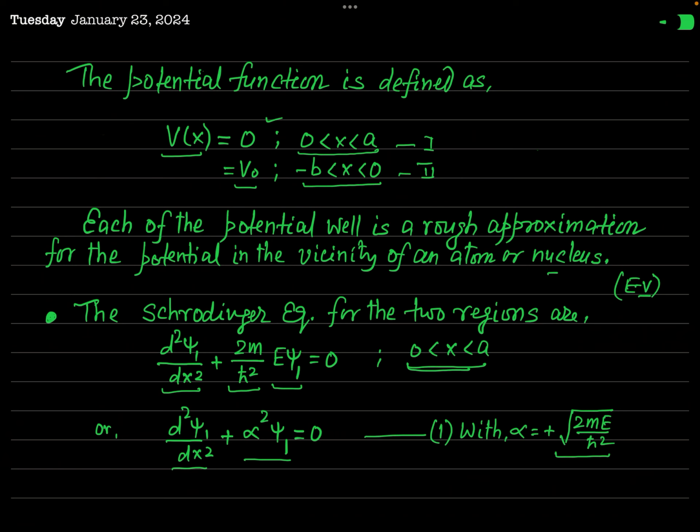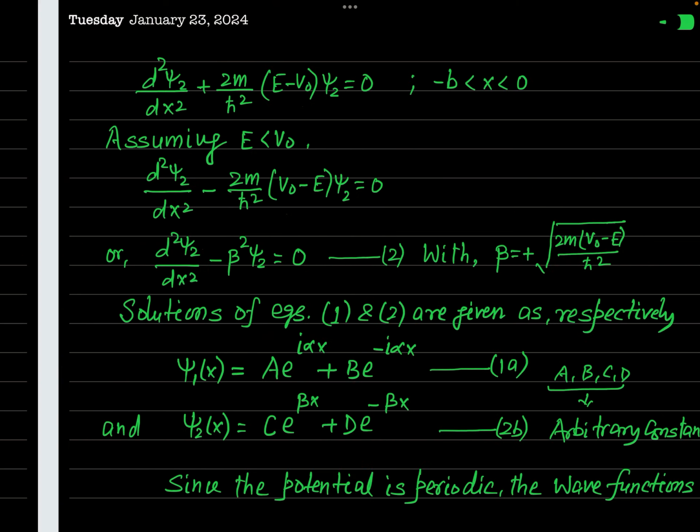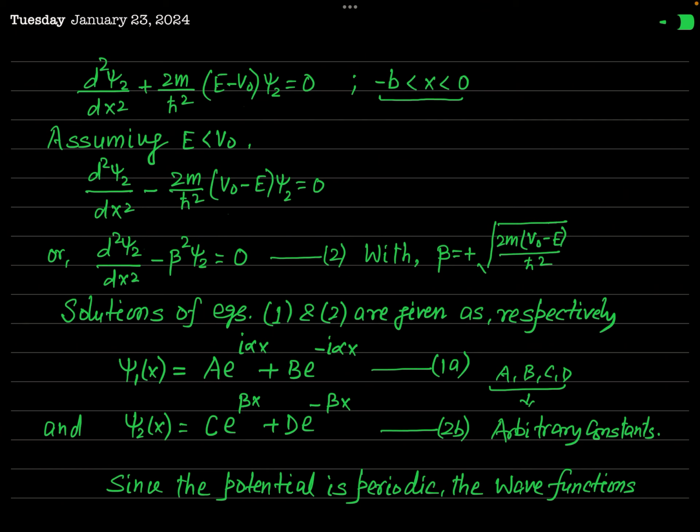And so psi 1 is the wave function of the electron in this first region where potential is 0, that is inside the potential well. But outside of the potential well, that is in the region minus b less than x less than 0, potential is not 0, it is V naught. And so the Schrodinger equation will be written as d2 psi 2 by dx square plus 2m over h bar square (E minus V naught) psi 2 equal to 0. But here we will assume that the energy of the electron is less than this potential V naught.